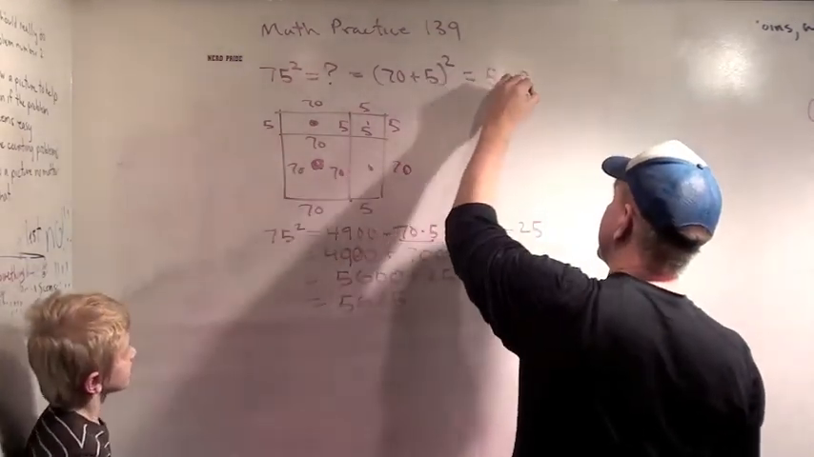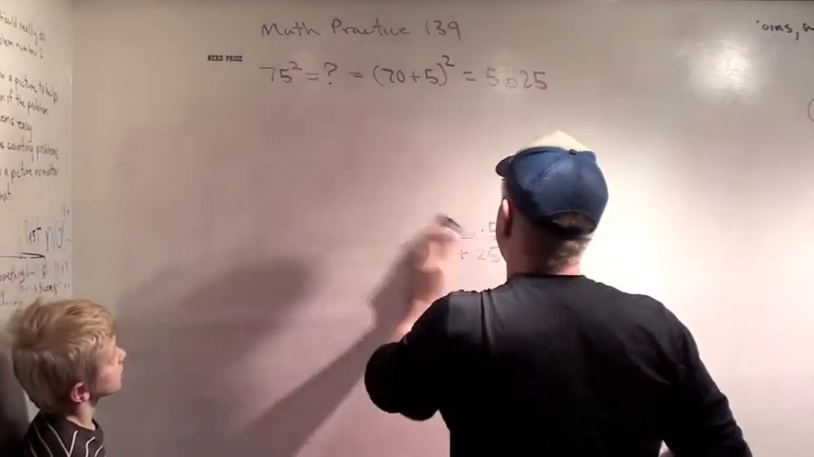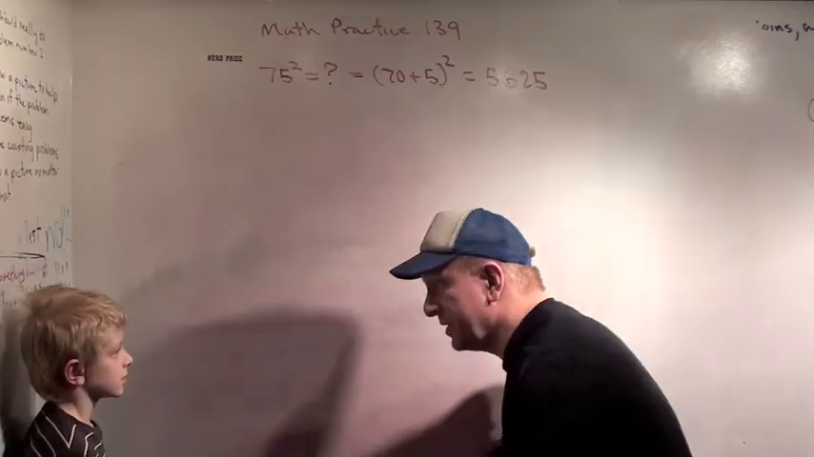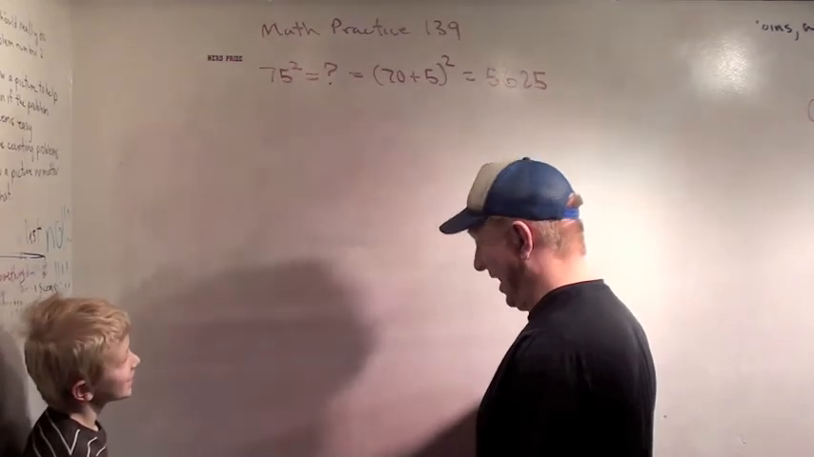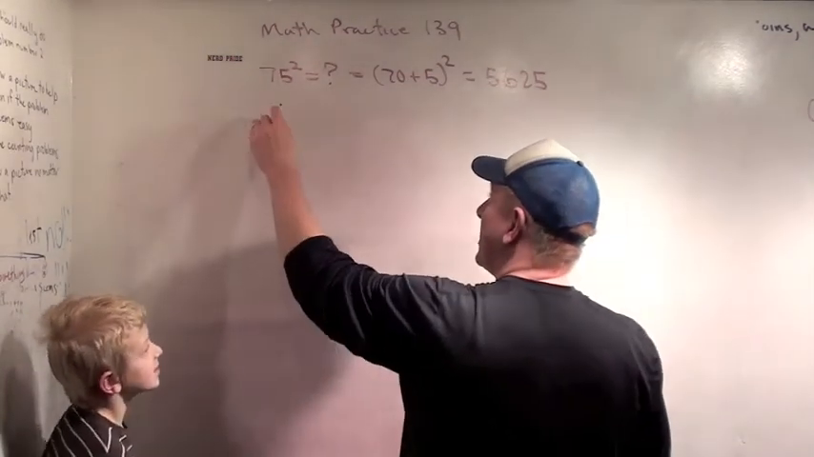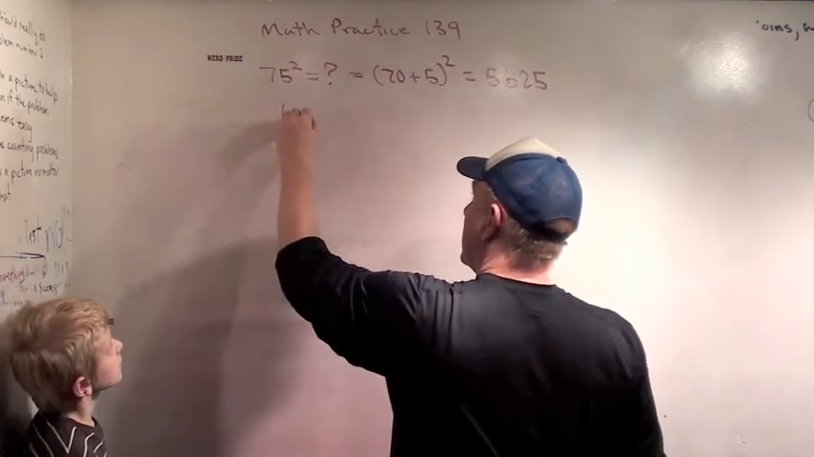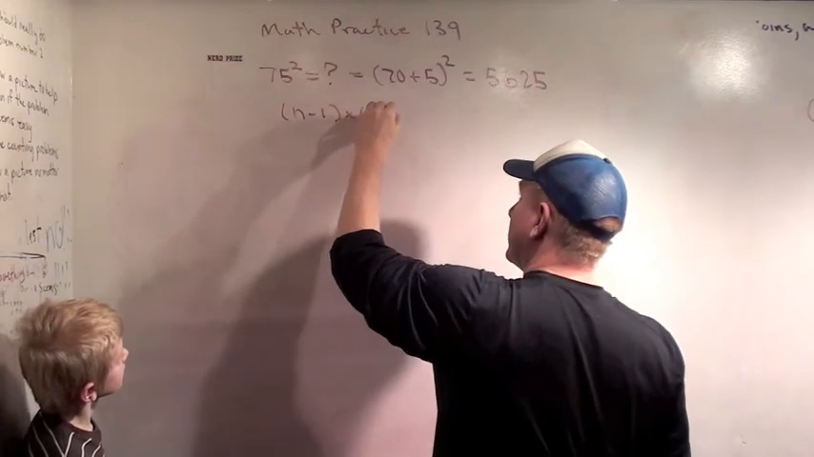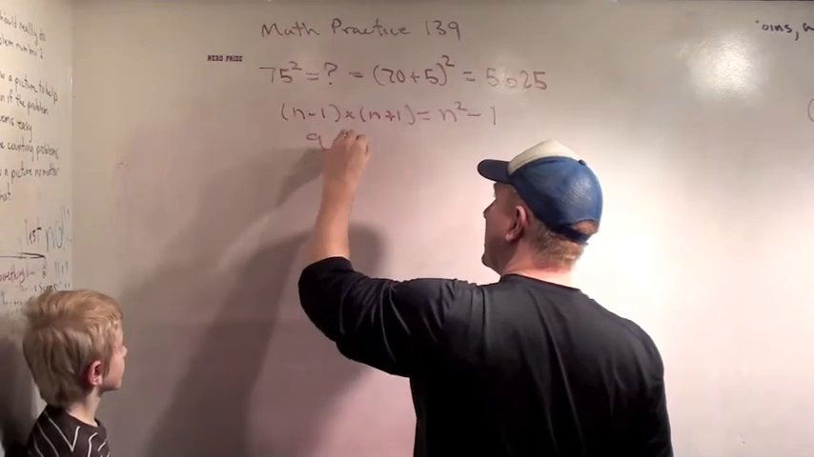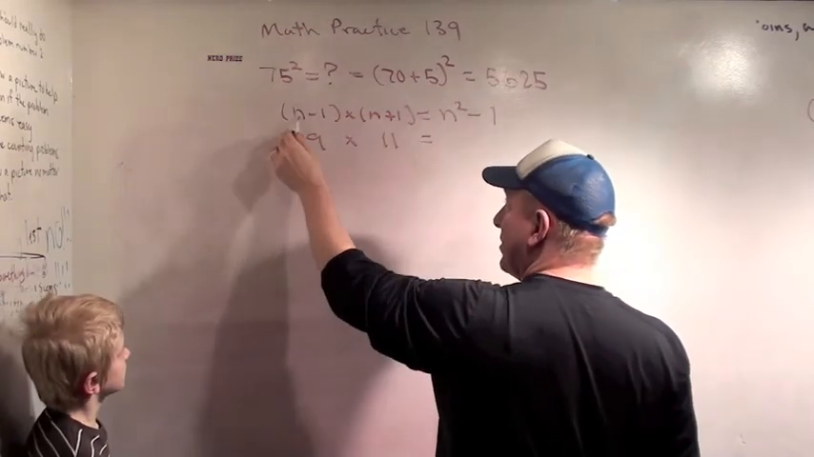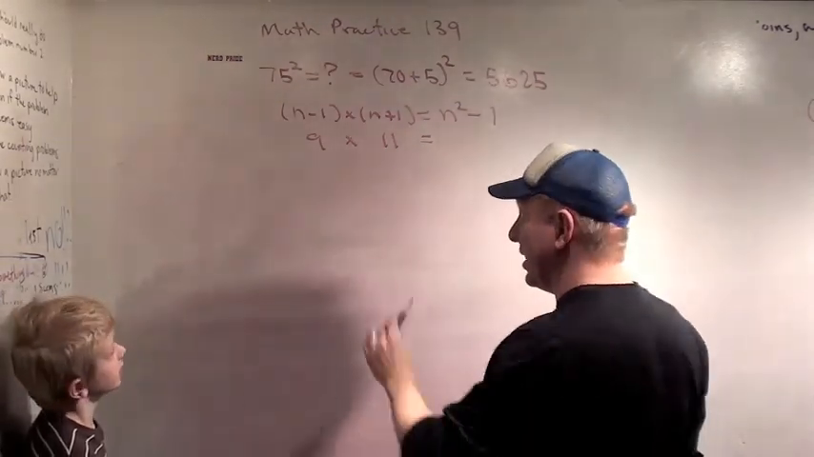We can get 5,625. But now we're in a slightly different section of Beast Academy, and we're talking about some of the stuff we did yesterday. Do you remember yesterday? So yesterday we talked about this fun little formula. I'll use n's. n minus 1 times n plus 1 equals n squared minus 1. So for example, 9 times 11. Well, if n minus 1 is 9, what's n? 10. If n plus 1 is 11, what's n? 10. Okay, so we can use our formula.